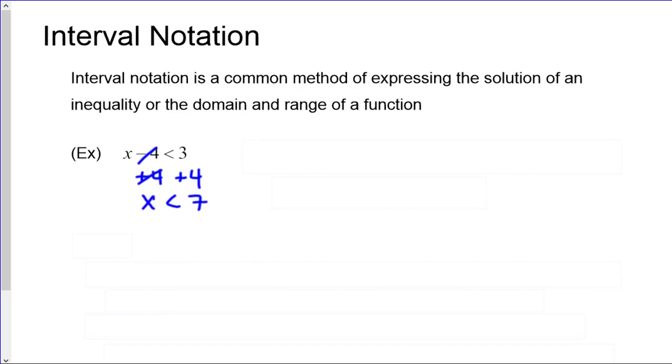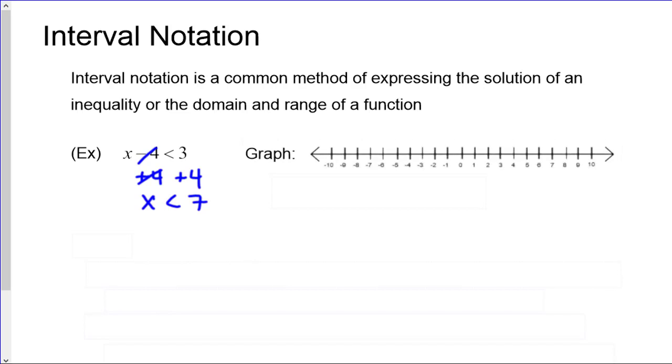And the graph of this can be put onto a number line. And the value 7, I'm going to plot with an open circle because it's not included in the set, because I'm just looking at the values that are less than 7 and not less than or equal to. And I'm going to shade this set to the left because I want all the values that are less than 7, not greater than. To the right would be greater than.